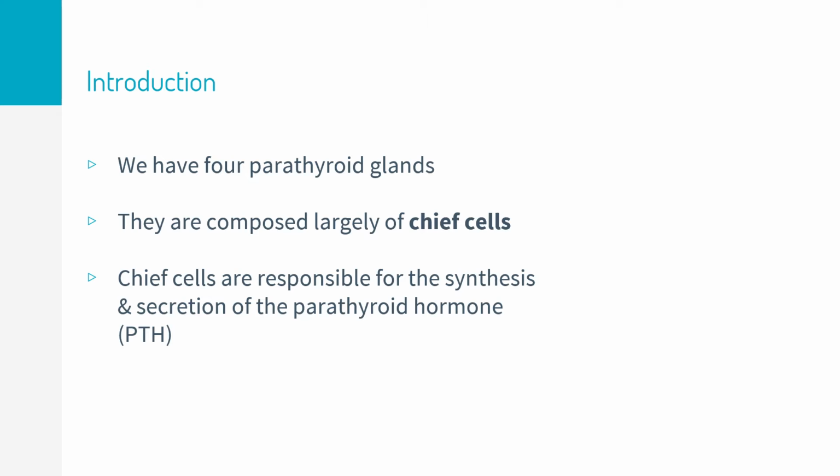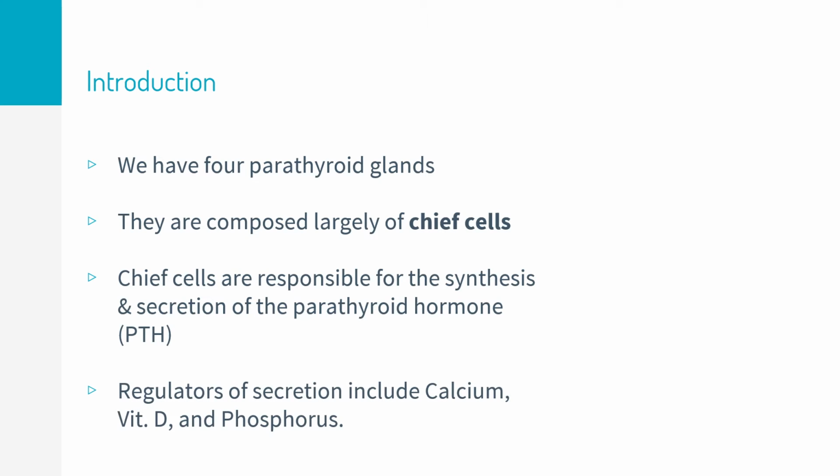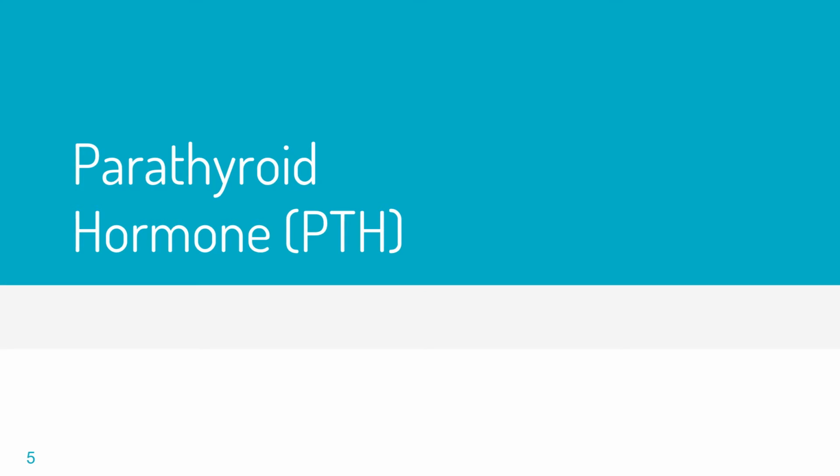So what does regulate this hormone? We have calcium, we have vitamin D, and we have phosphorus. All of these regulate the secretion of the parathyroid hormone. Okay, let's move into the parathyroid hormone.